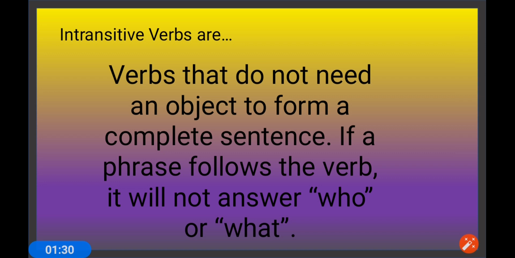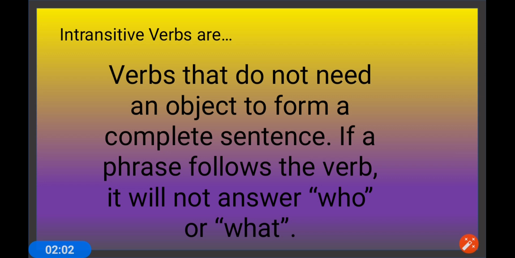Now, what is an intransitive verb? An intransitive verb is a verb that does not need an object to form a complete sentence. It doesn't need an object. It doesn't need what is receiving the action in the sentence, so as to make a complete sentence. So an intransitive verb is a verb that does not need an object to form a complete sentence.